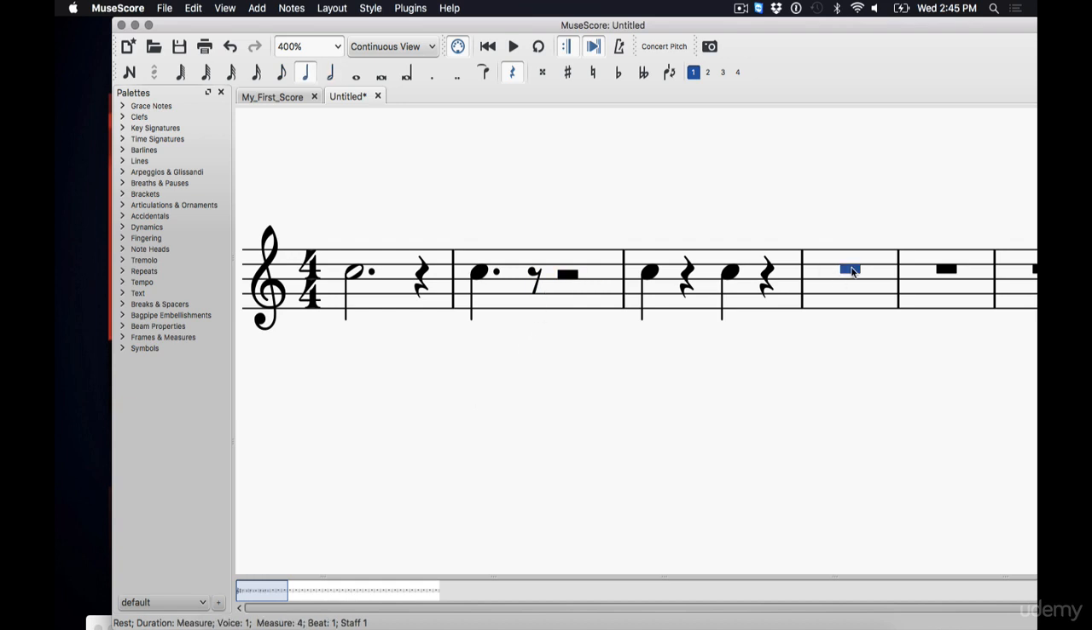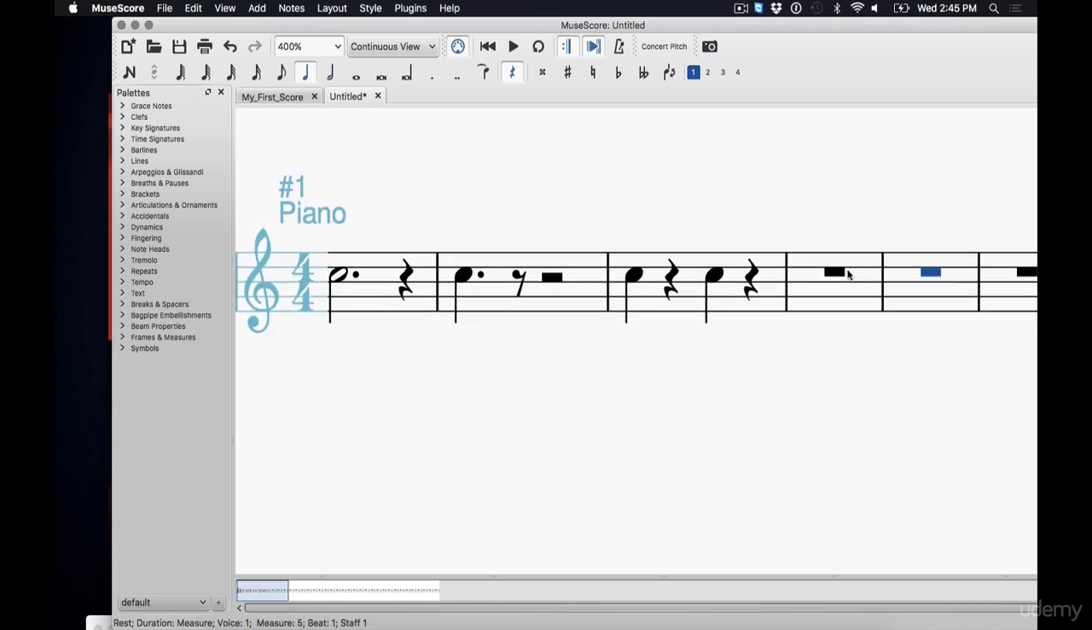A whole rest is these things that are just filling up these empty measures because a measure just can't be empty. So these programs all fill them with whole rests. Whole rests and half rests look really similar.